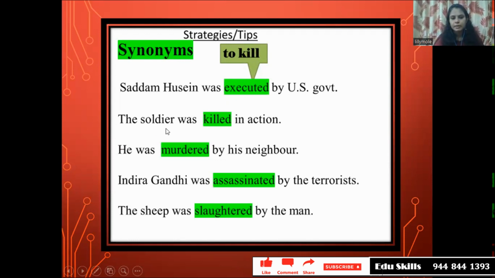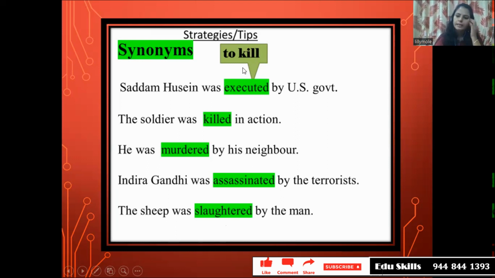Then the next one is, the soldier was killed in action. Then, he was murdered by his neighbor. Indira Gandhi was assassinated by the terrorist. The sheep was slaughtered by the man. We could not use slaughter for Saddam Hussein because it is used for animals. So this is a synonym of kill. We need to understand all these things while listening to the audio.